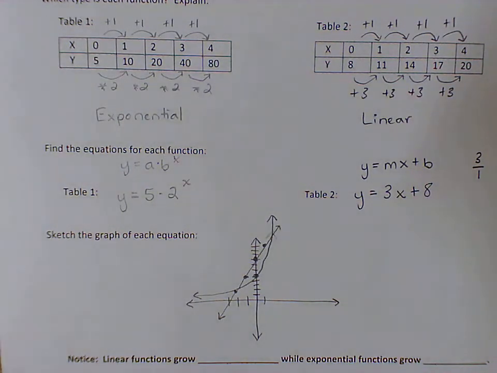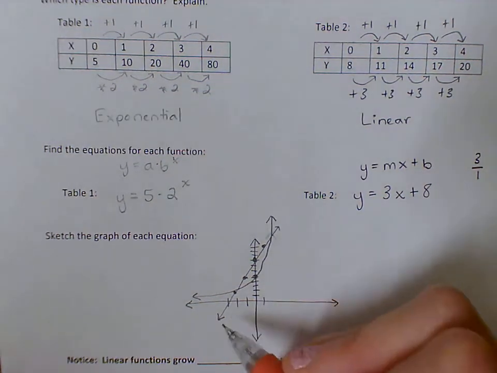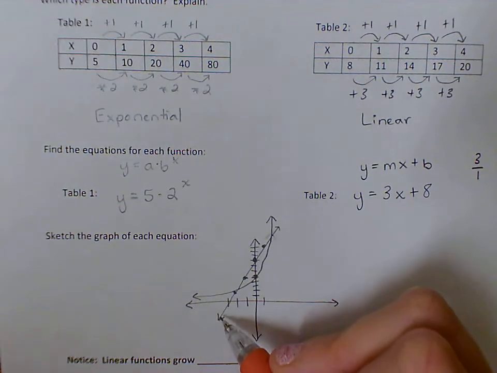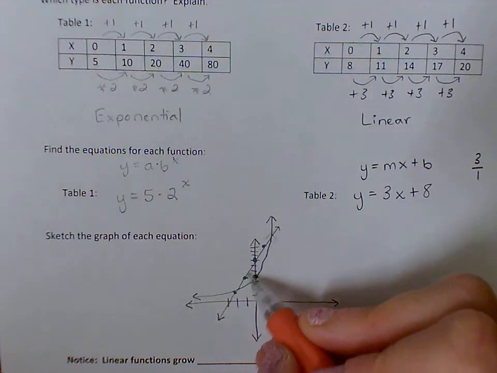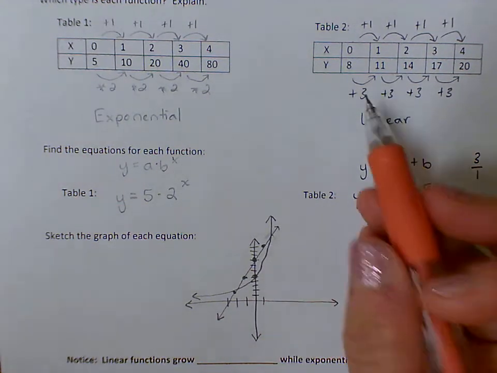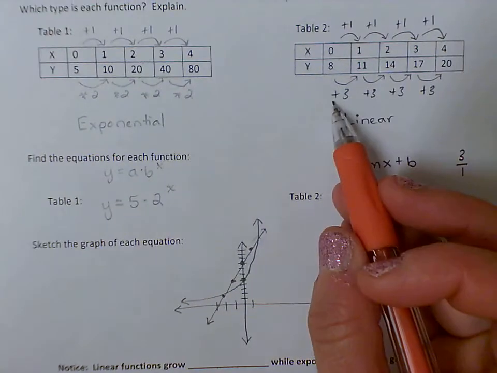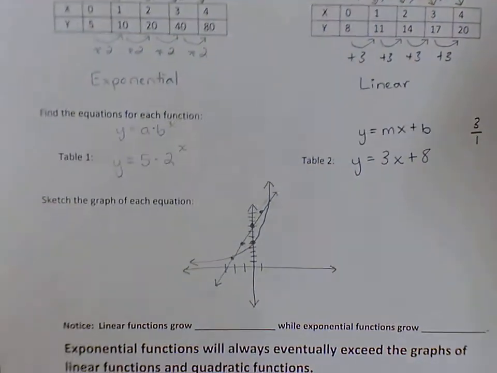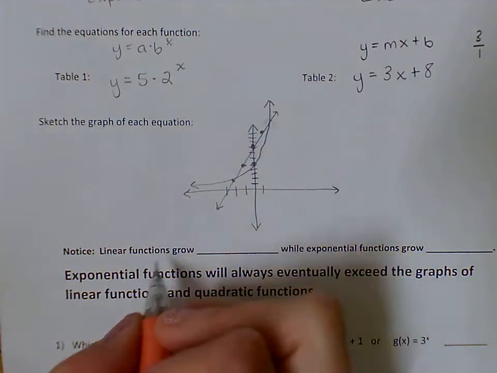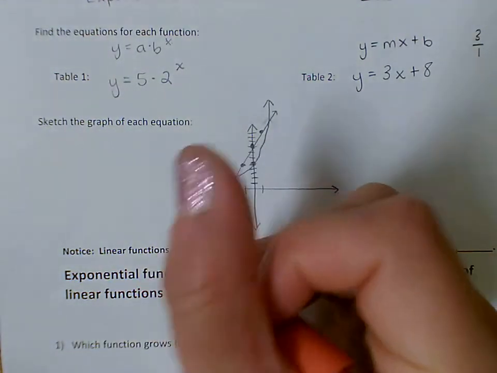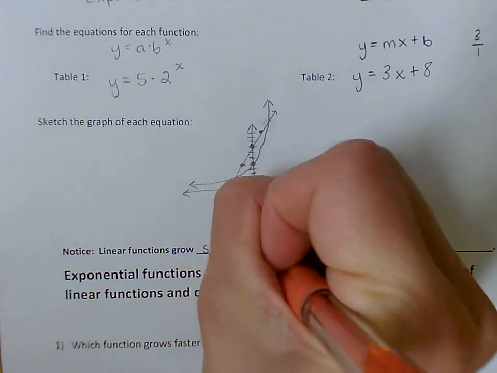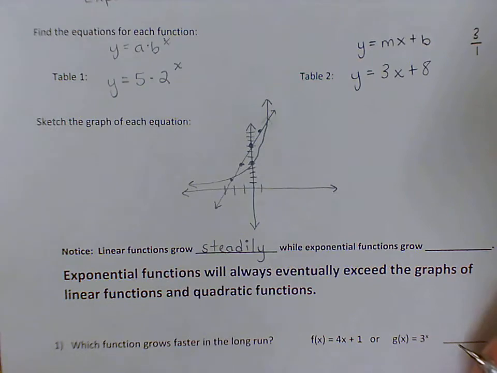So the thing I want you to look at here is when you look at your line, which is your linear function right here, it steadily increases. It's increasing like what's in the table. It's increasing by the same amount each time. So linear functions, I need you to realize in the graph, will grow steadily, and the reason for that is because it's just increasing by that same number each time.